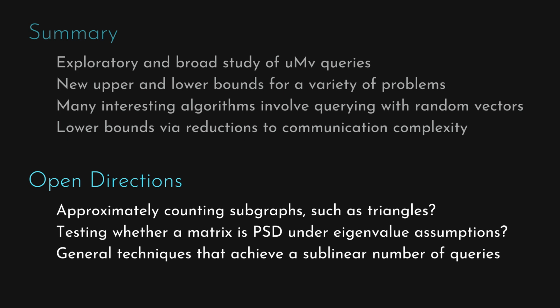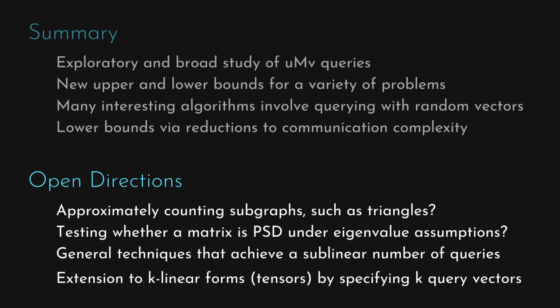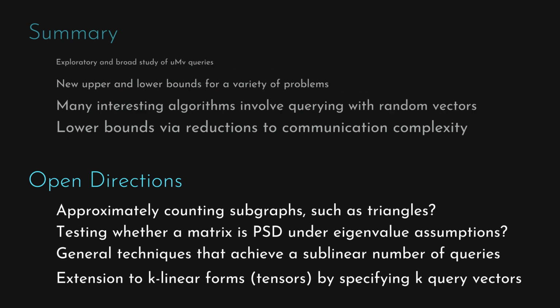I'm also curious whether interesting connections can be found by looking at the k-linear generalization of UMV queries. Here, you would have a k-tensor and then specify k query vectors. This seems like it could be a vast generalization of UMV queries, which correspond to the case k equals 2. But still, you only learn a small amount of information about the whole tensor, so maybe there are interesting trade-offs.